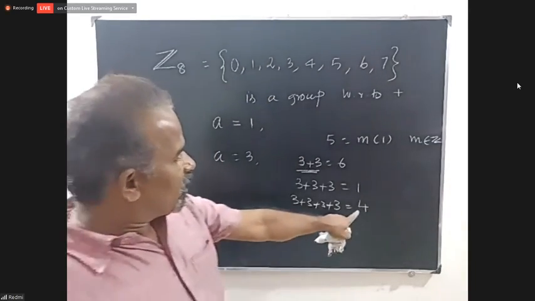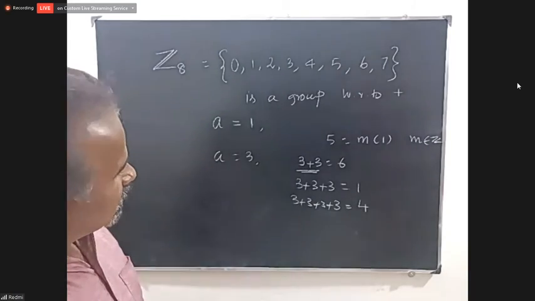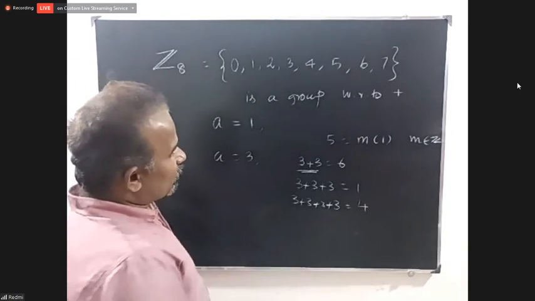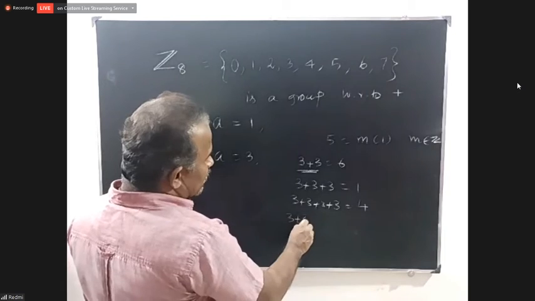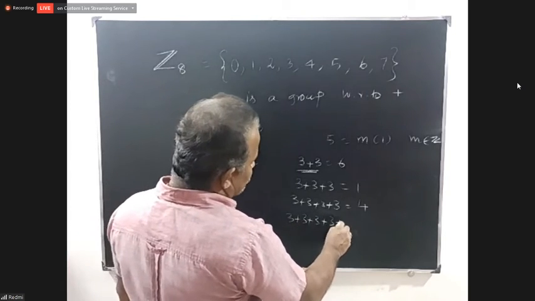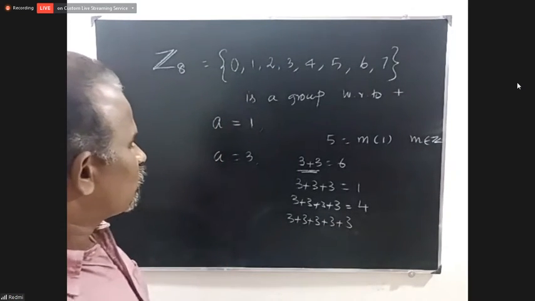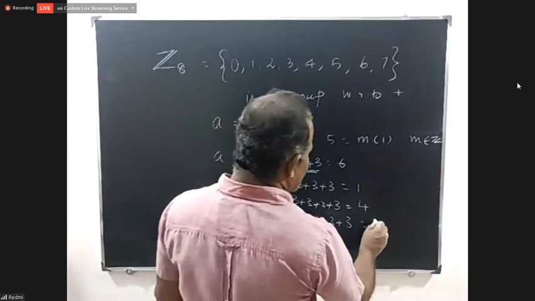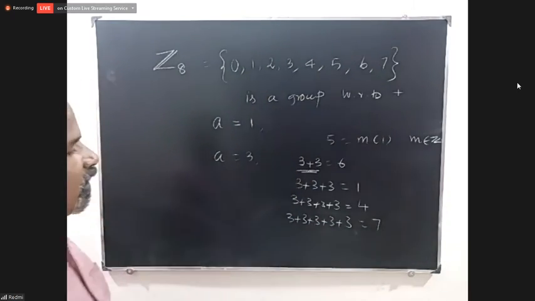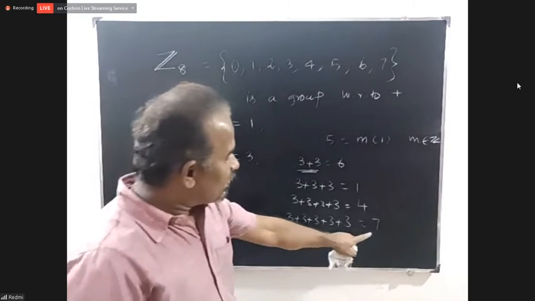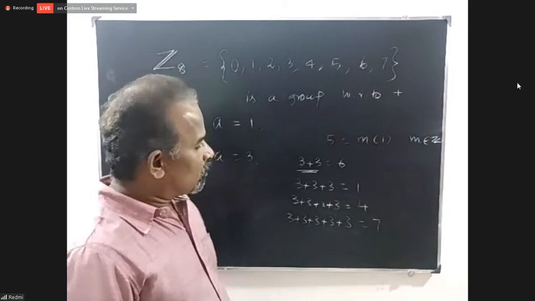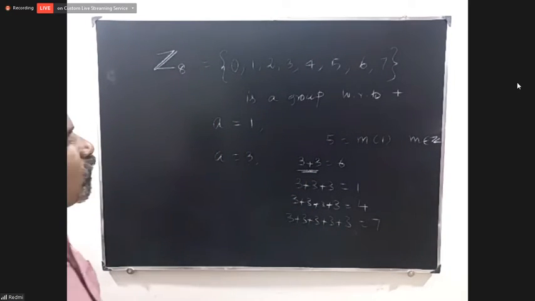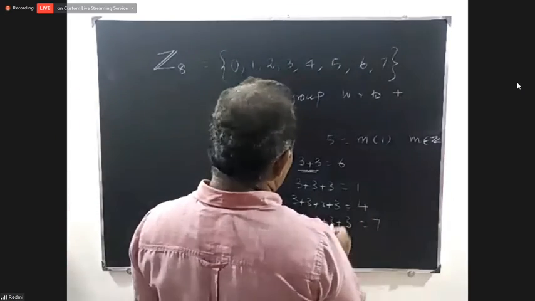So 4 can be written as 4 times 3. Then 3 plus 3 plus 3 plus 3 plus 3 is 15, which is equal to 7. When 15 is divided by 8, the remainder will be 7. That will be the rule. So therefore 1, 4, 3, 7.